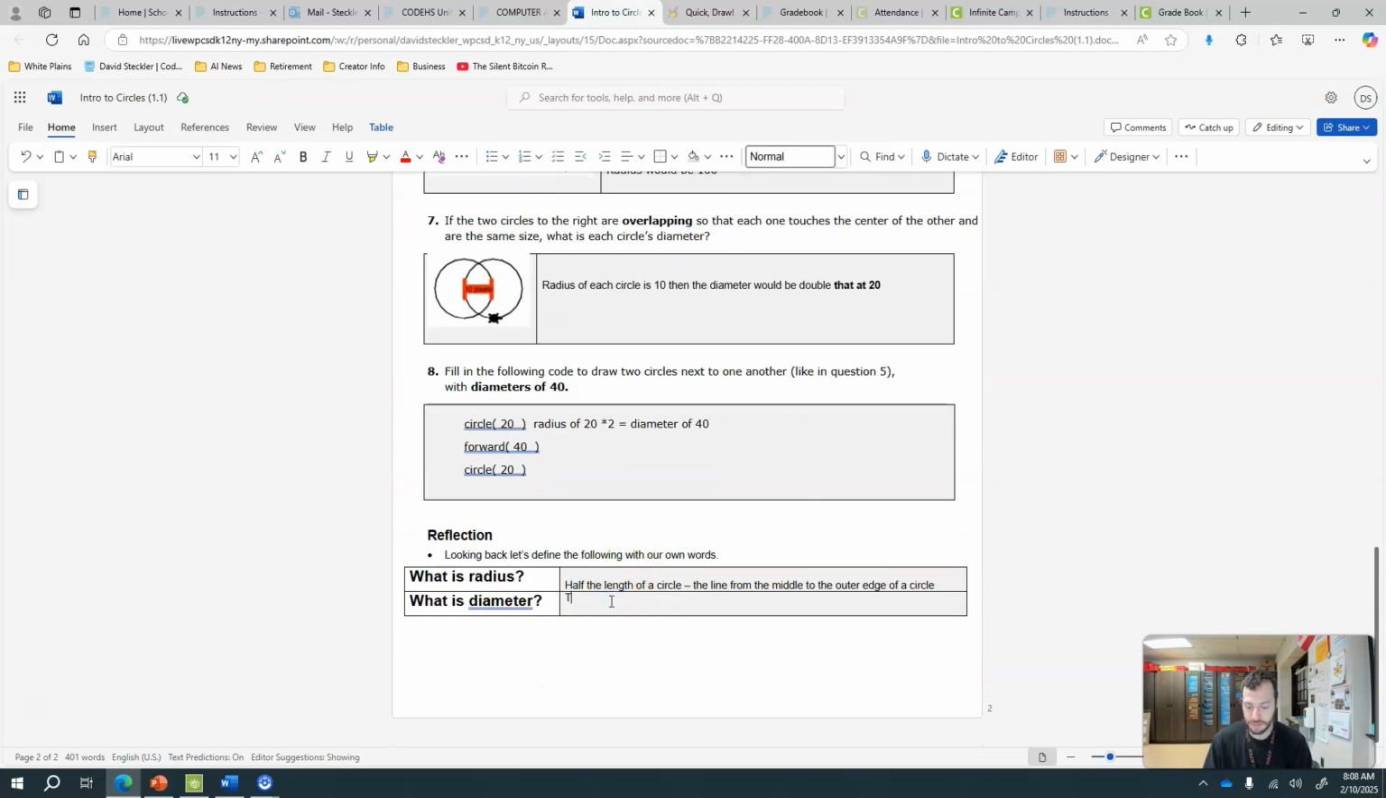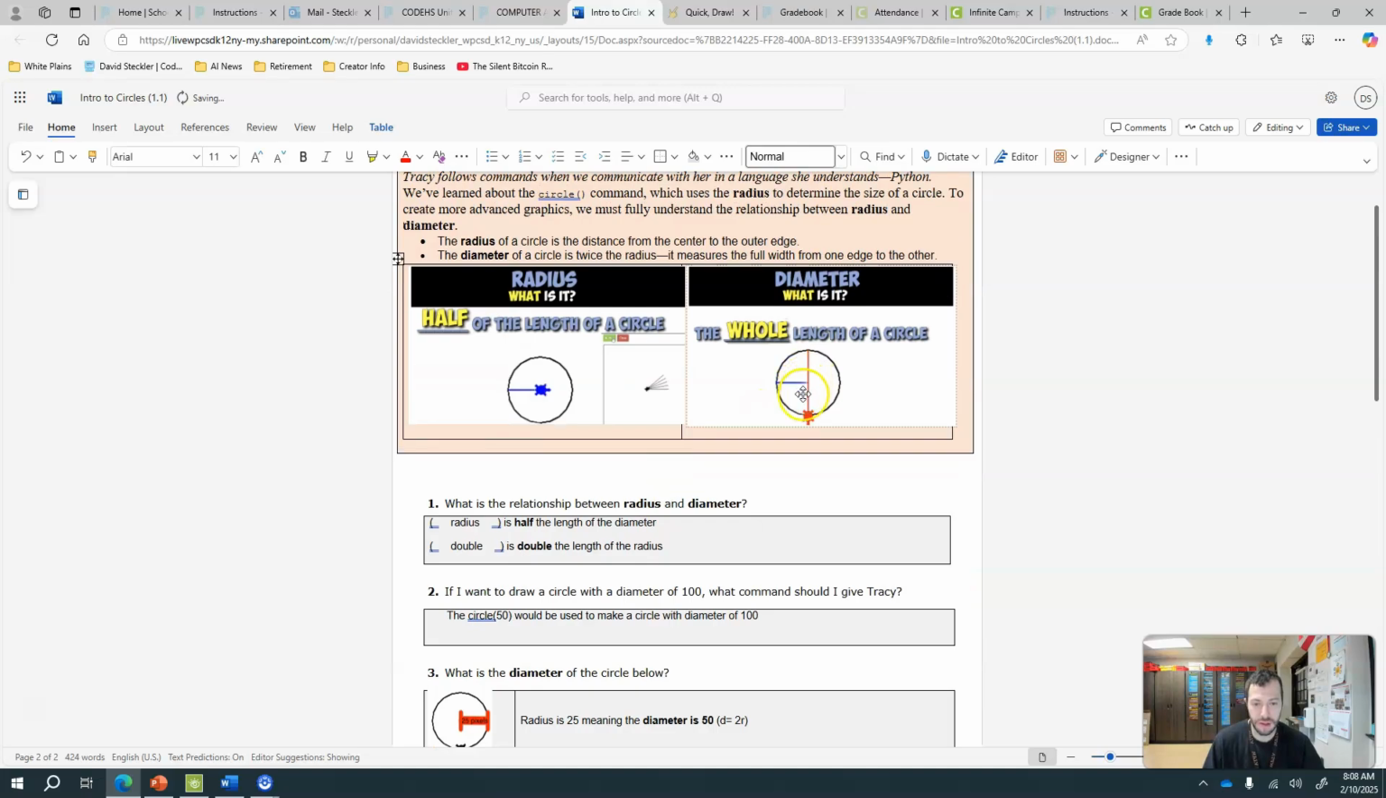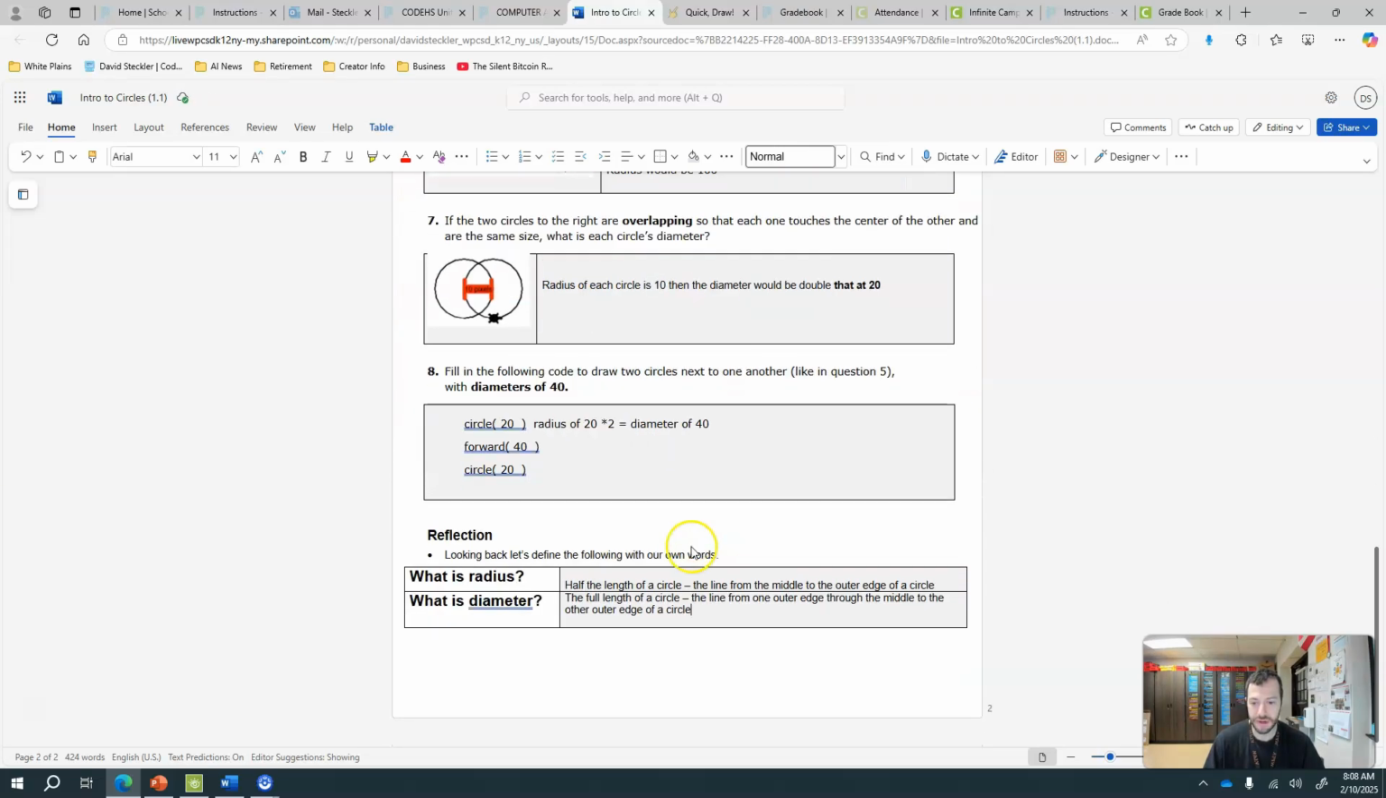And what is diameter? The full length of a circle, the line from one outer edge through the middle to another outer edge of a circle. So all diameters are required to pass through the middle, otherwise it wouldn't be as long, and it is the length from one outer edge of the circle to the other outer edge of the circle. And that is radius and diameter.